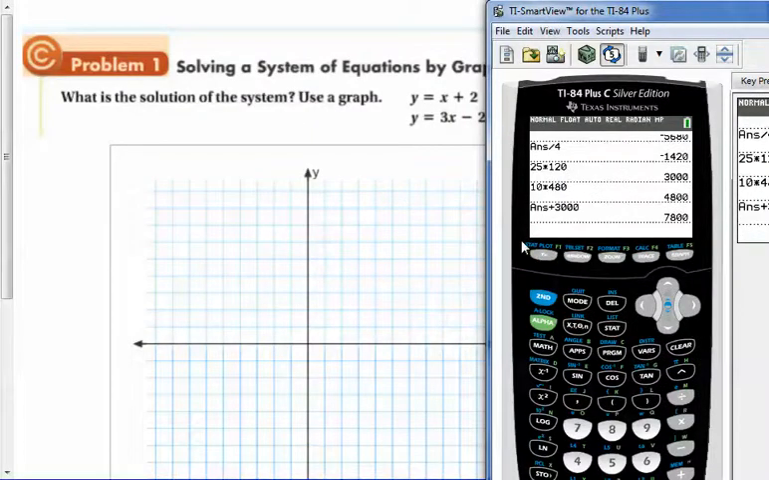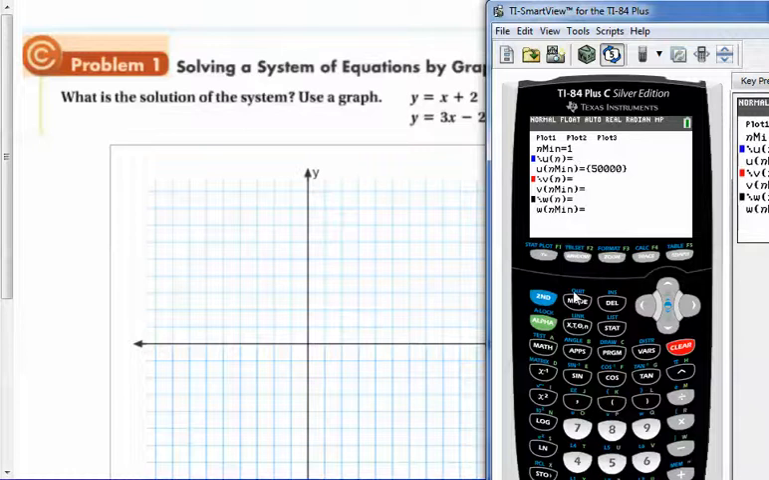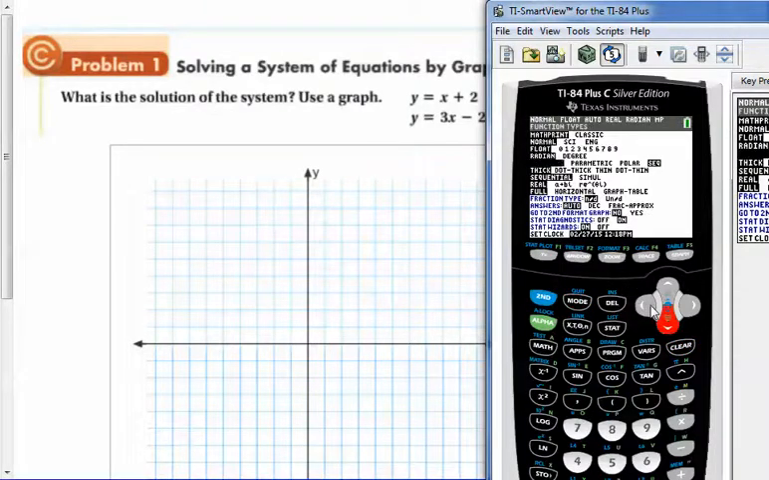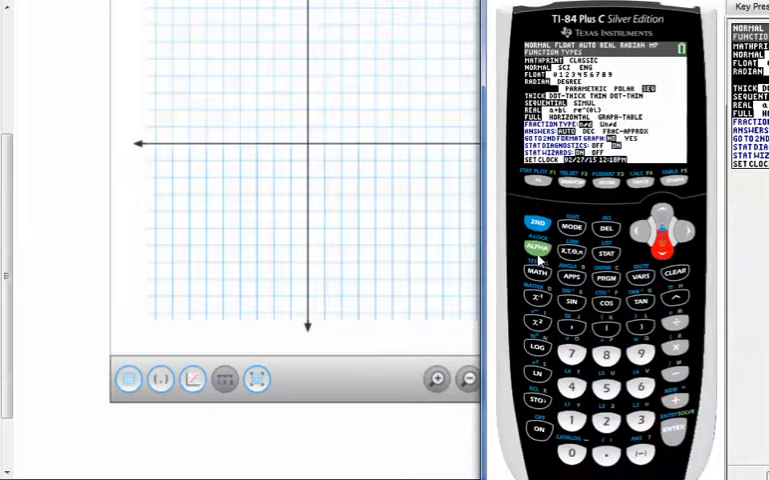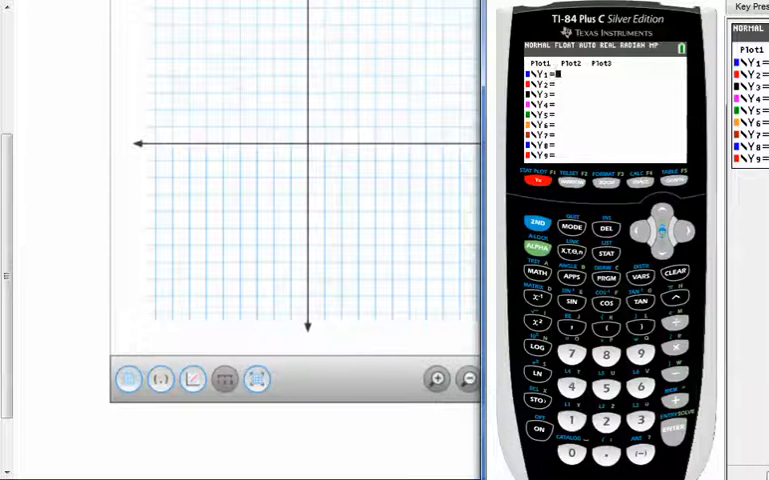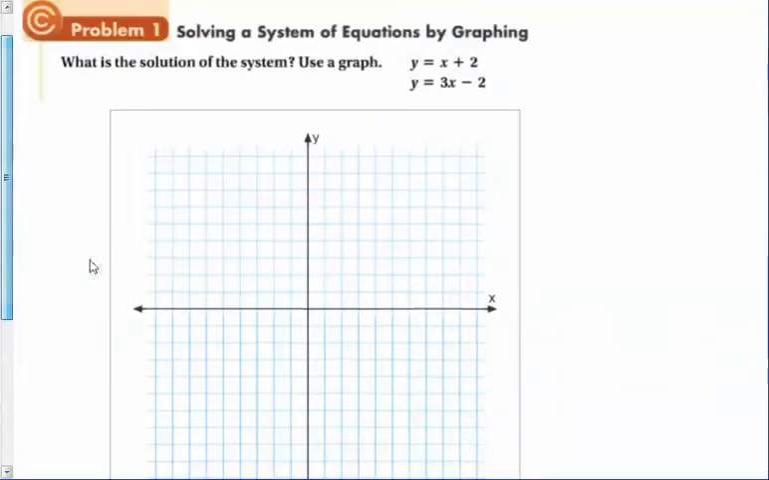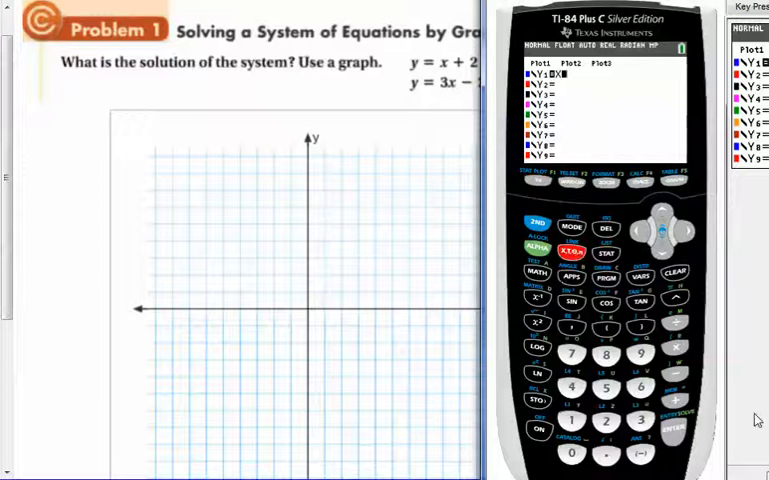Okay, I'm actually changing it up. I'm going to use a graphing calculator and just graph them, and I'll show you how this works. I'm going to put in the equations: y equals x plus 2, and y equals 3x minus 2. Then I'm going to graph it.